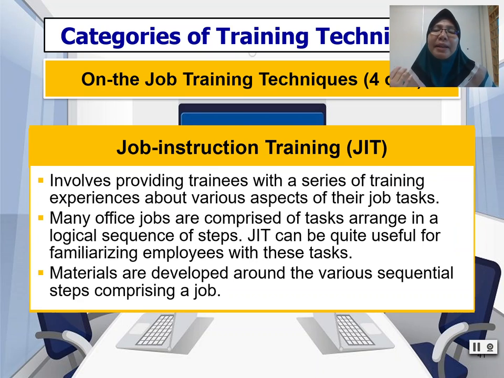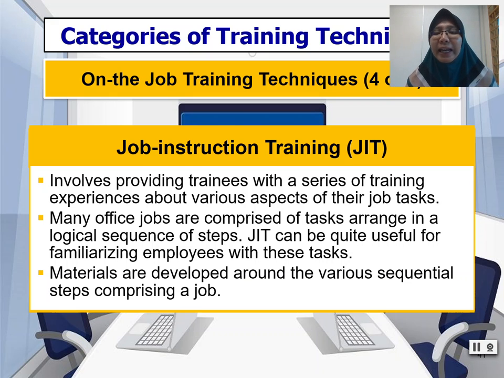Number 4, job instruction training or JIT. So this one involves providing trainees with a series of training experiences about various aspects of their jobs, tasks. Okay, so many jobs are comprised of tasks arranged in a logical sequence of steps. So there are certain steps for you to complete the job, maybe 5 steps or maybe a certain procedure, so you need to follow to make sure that you complete the job. If you miss one step, or if you miss one of the step procedures, you are not going to complete the job. This is what we call job instruction training. You need to follow the instruction in order for you to complete the job.